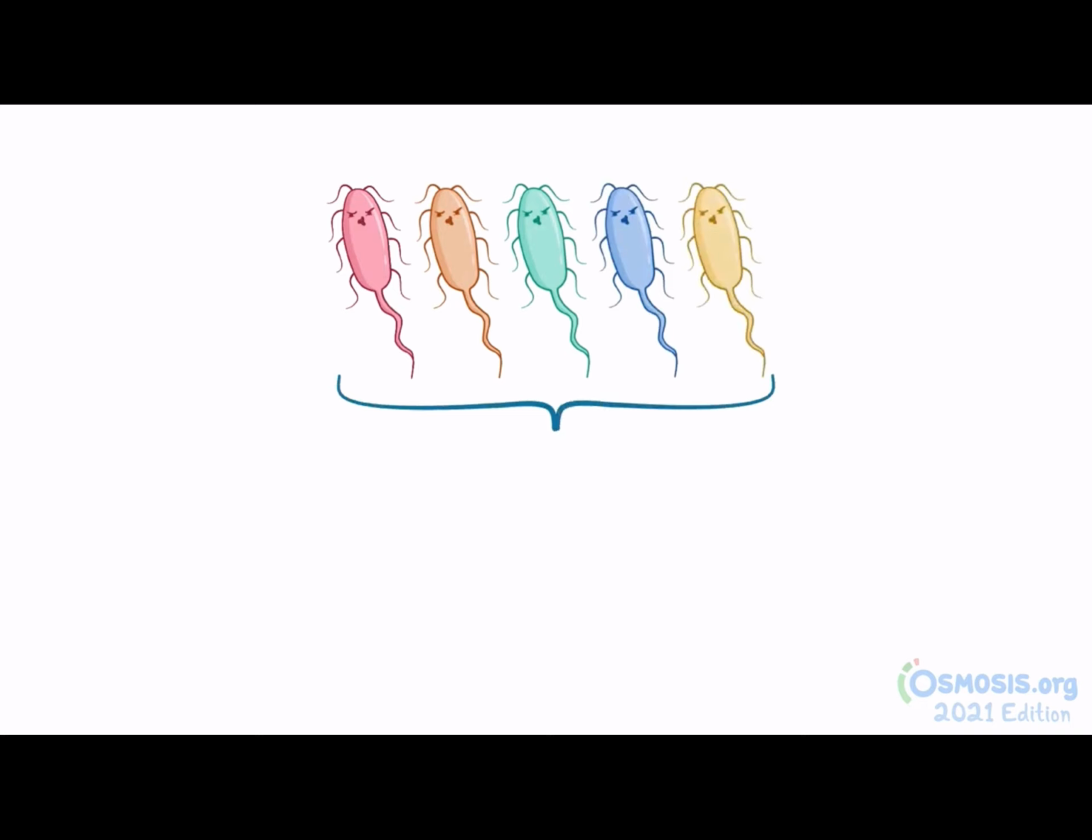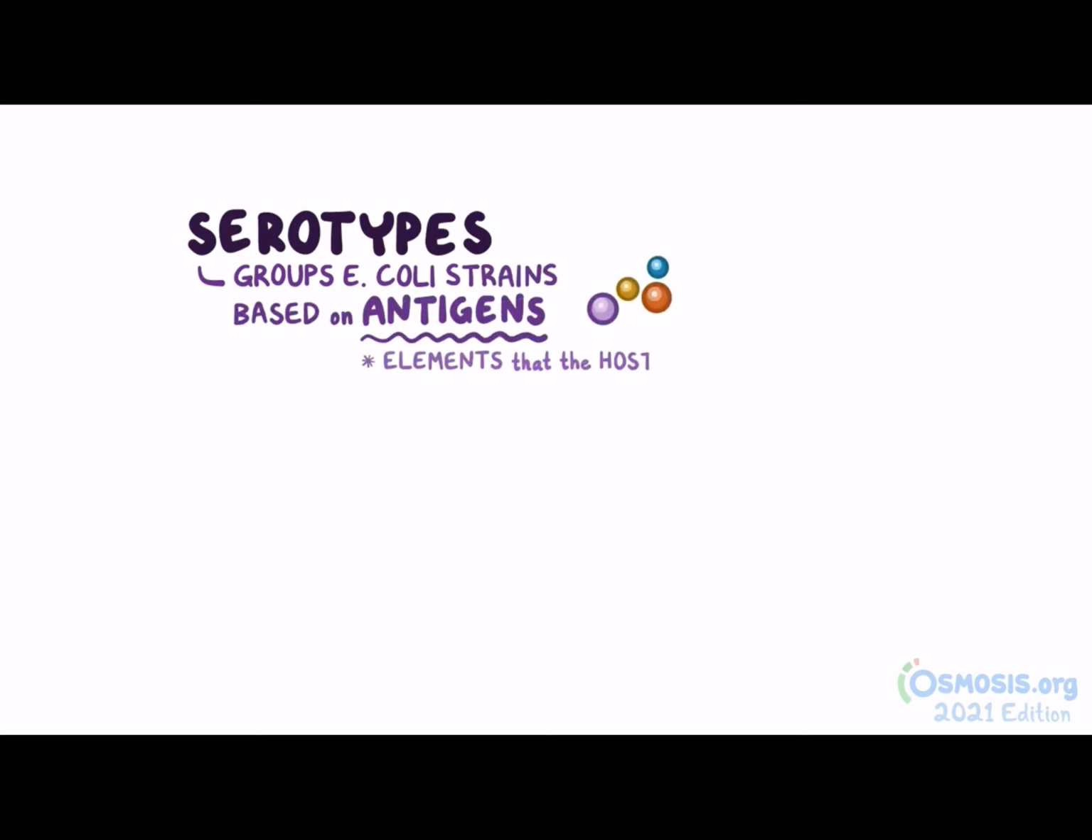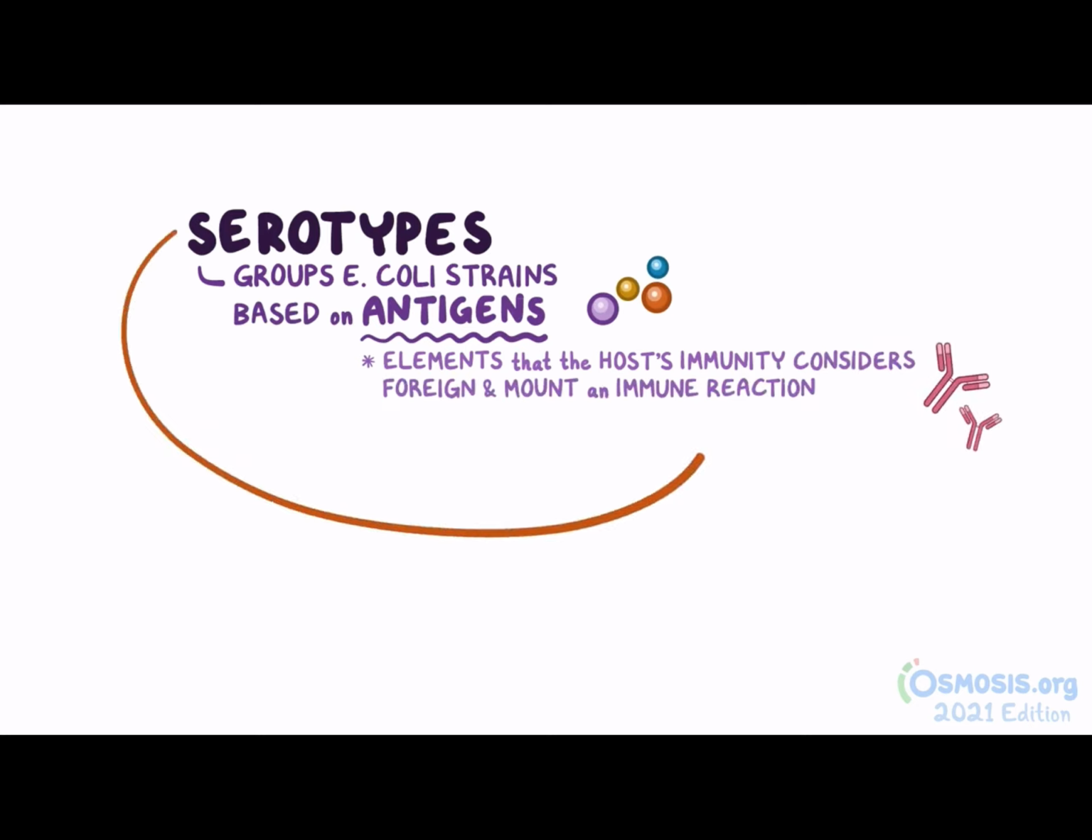These strains can be classified by two systems. The first system uses serotypes, and it groups E. coli strains based on their antigens. Antigens are elements that the host's immunity considers foreign and mounts an immune reaction as a response. So, bacteria with a given serotype trigger a similar immune response.